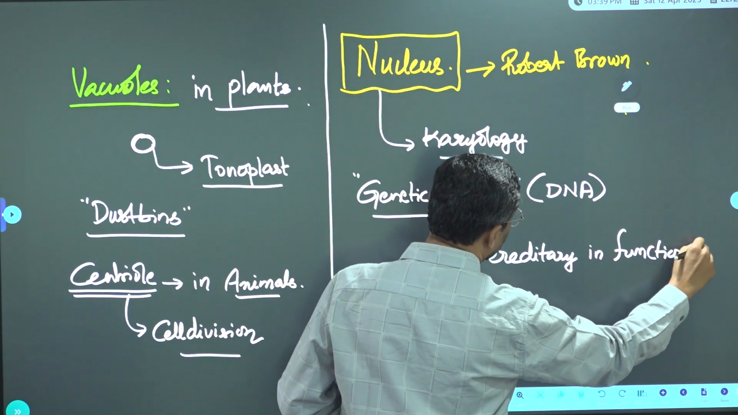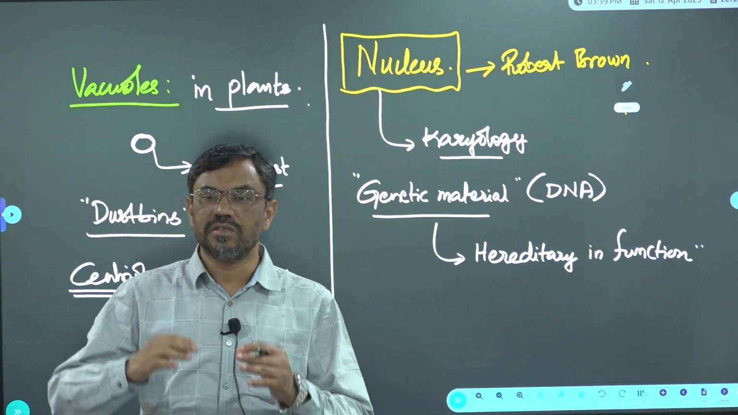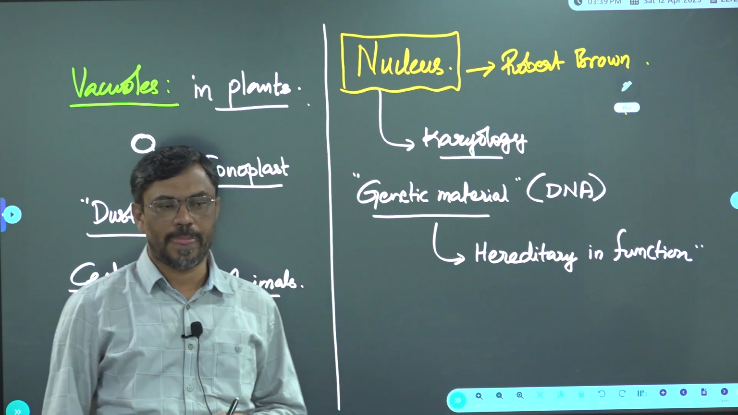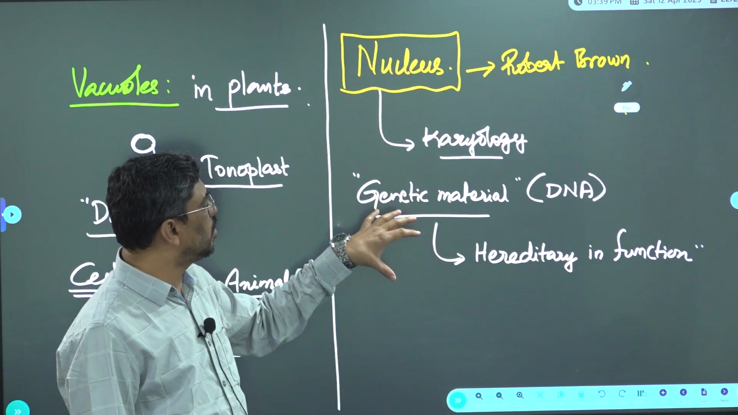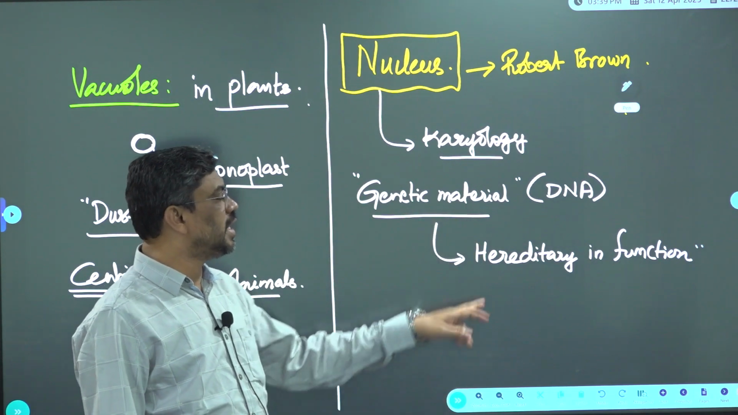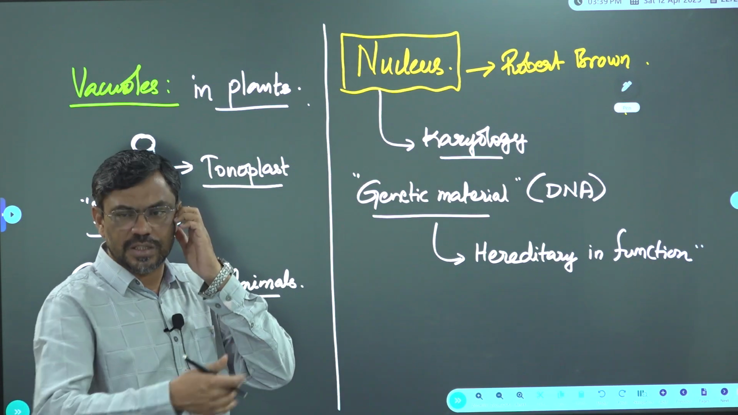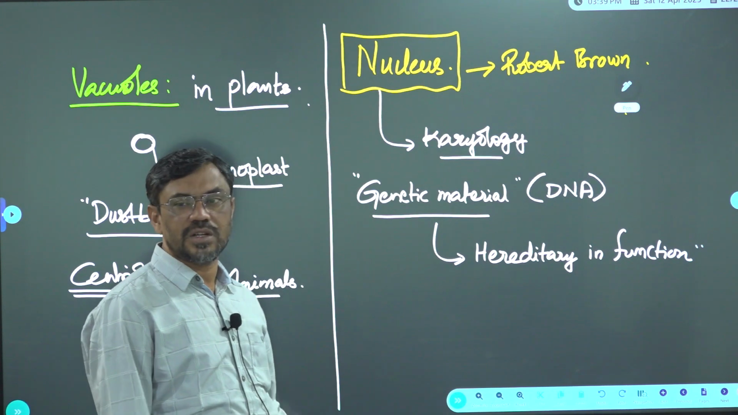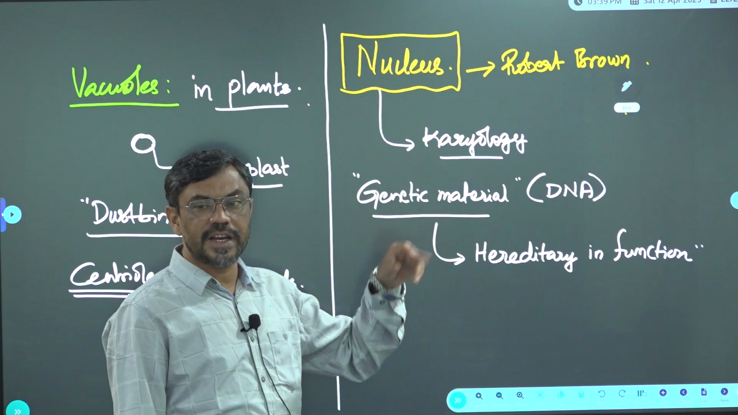That means it contains genetic material. Genetic material means the substance which is required for transmitting the characters to the next generation. Hereditary means it is responsible for transmission of characters to the next generation. That is, the nucleus is the master cell organelle. The study of the nucleus is called karyology. It carries the genetic material, so it is hereditary in function.